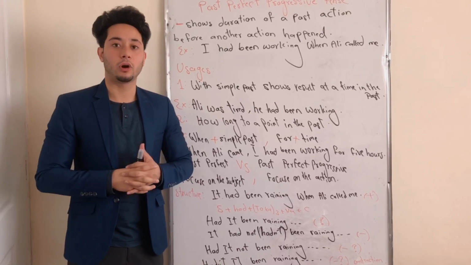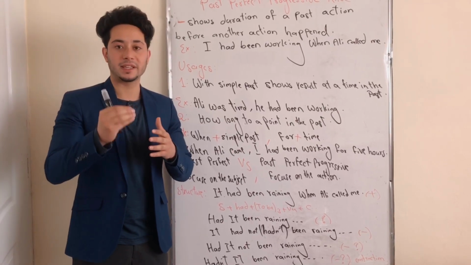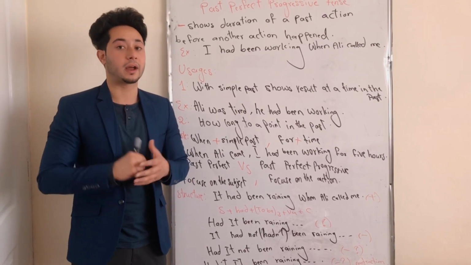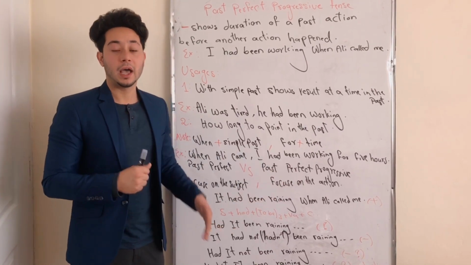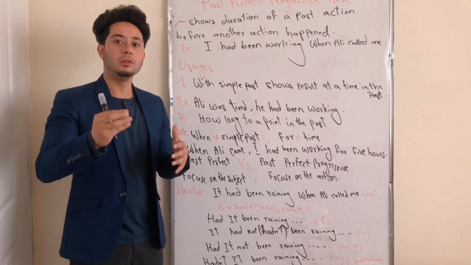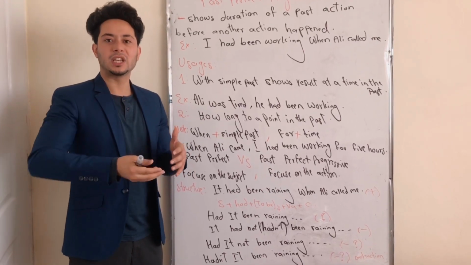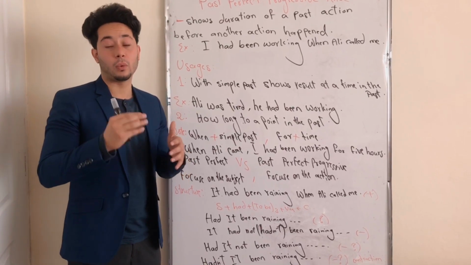Okay, let's talk about the affirmative structure. The affirmative structure is subject plus had plus been plus present participle, or verb with ing, plus the complement. For example, it had been raining when Ali called me. And if you want to change your affirmative structure to interrogative structure, only replace the subject with had. Just bring had at the beginning of your sentence: Had it been raining when Ali called me?